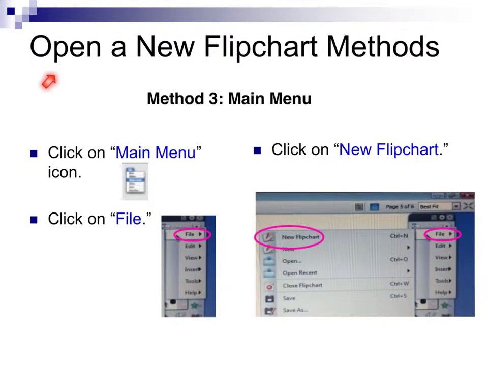How do you open a new Flipchart? Method 3. You click on the main menu icon, which is indicated in the diagram. Then you will click on File, and then of course from there you click on New Flipchart, and that will allow you a third method of creating a new Flipchart.